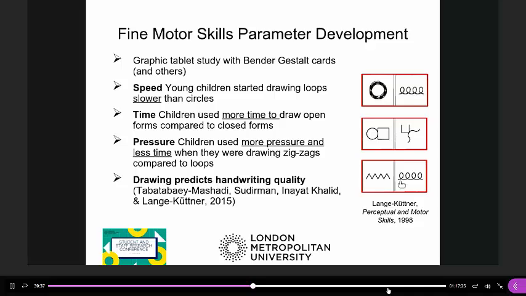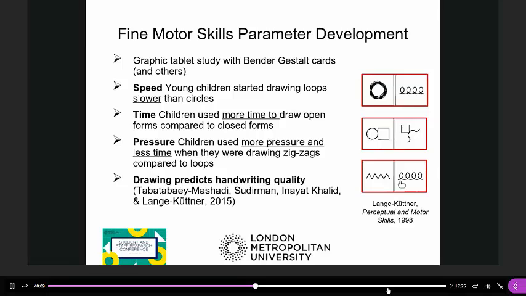And then we have the issue of pressure, and so we have here these zigzags and then again the loops, and when you compare them, the zigzags, although you would think they are angular and they are more geometrical, and this is why they are more difficult, in terms of fine motor skills, they're actually easier for the children. So they use more pressure, but they use less time when they're drawing zigzags compared to these loops.